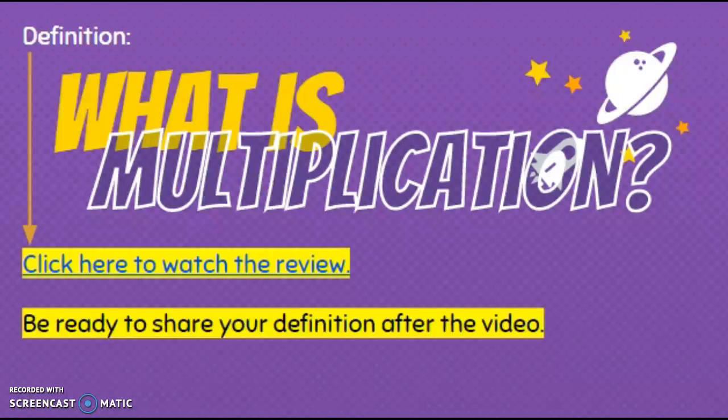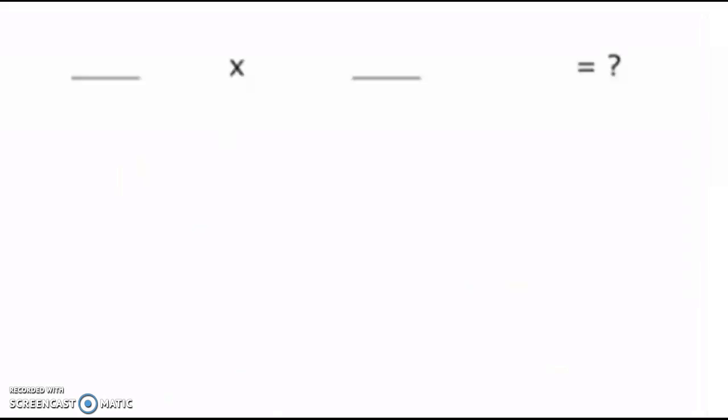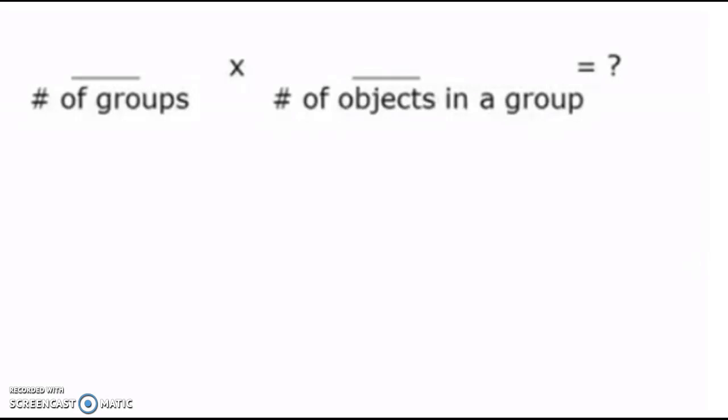Let's begin with a brief review of multiplication. I am going to explain how to write a multiplication equation to represent illustrations by counting the number of equal groups and the number of objects in each group. Multiplication is finding an unknown total or product. What we do know are the factors, or the number of groups and the number of objects in each group.